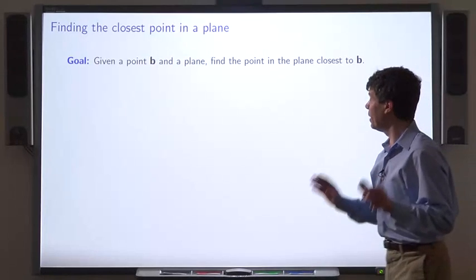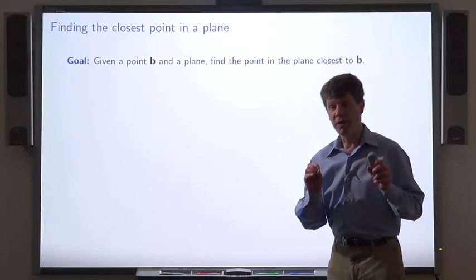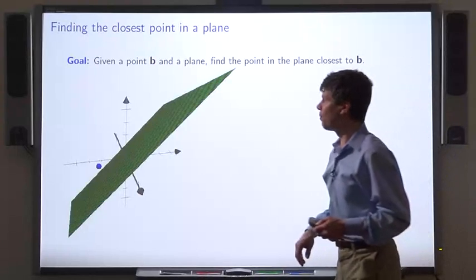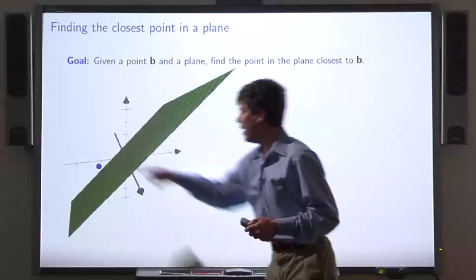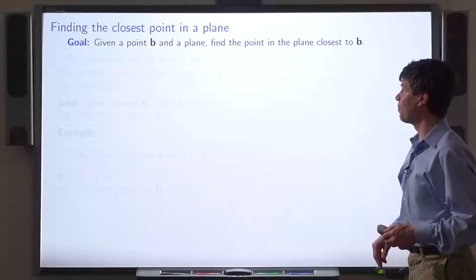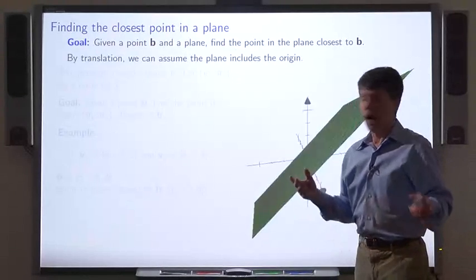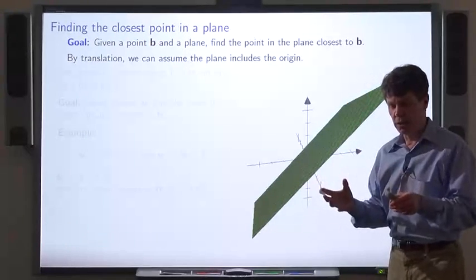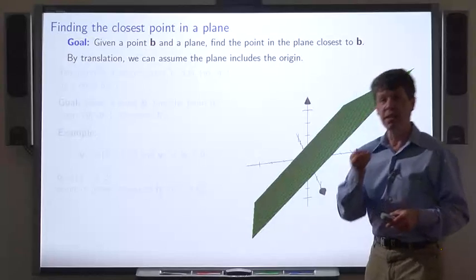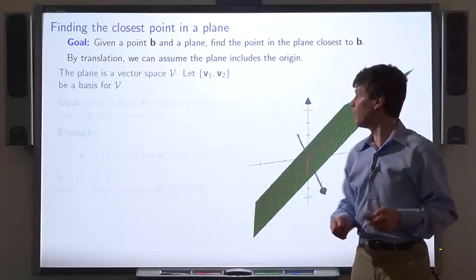Given a point B and a plane, we want to find the point in the plane that's closest to B. So here's a plane and a point, and we want to find the point in the plane that's closest to this point. Now, by translating the plane and the point, we can ensure that the plane contains the origin, in which case it's a vector space.